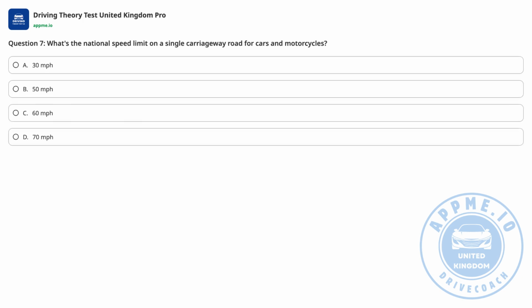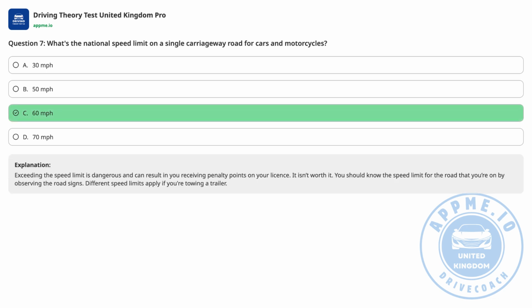Question 7. What's the national speed limit on a single carriageway road for cars and motorcycles? A. 30 miles per hour. B. 50 miles per hour. C. 60 miles per hour. D. 70 miles per hour. The correct answer is C.